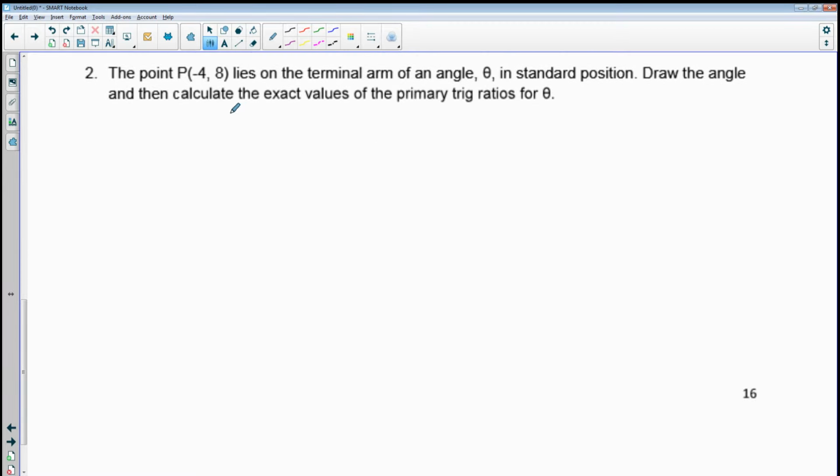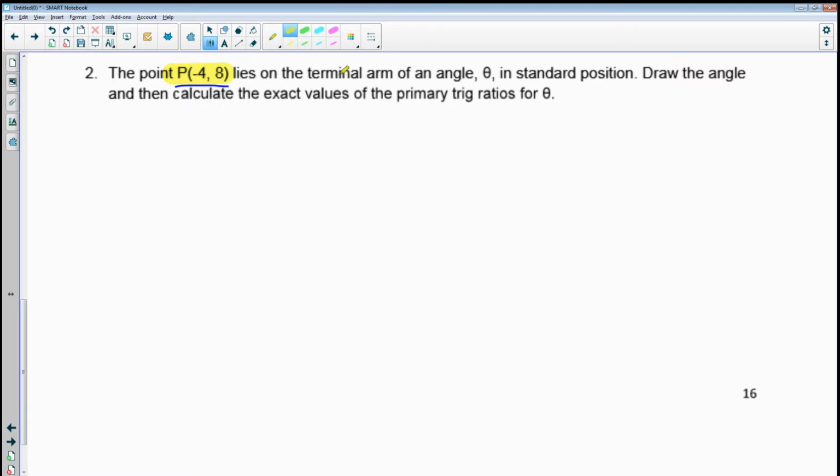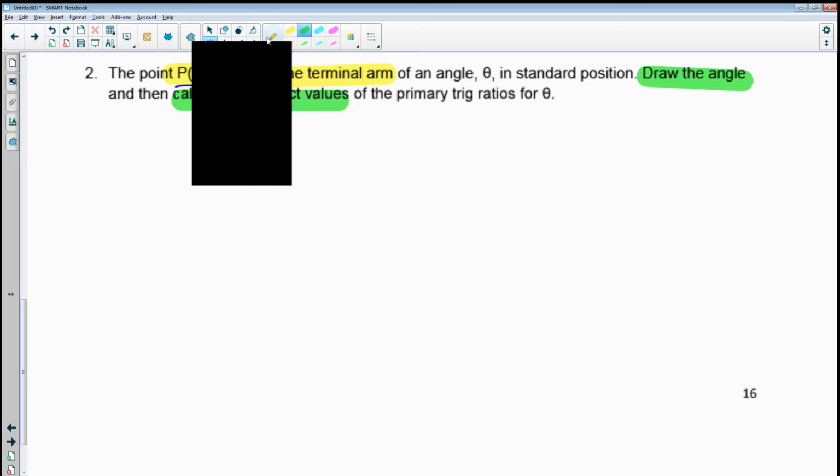Well, for instance, we have a point, (-4, 8), that lies on the terminal arm. Let me highlight this one. (-4, 8) is on the terminal arm of an angle. We want to draw the angle. But the key here is we want to calculate the exact values. So no decimals or rounding here, of the primary trig ratios.